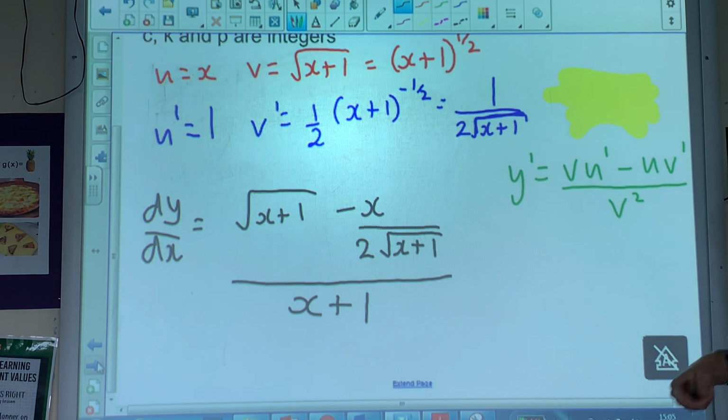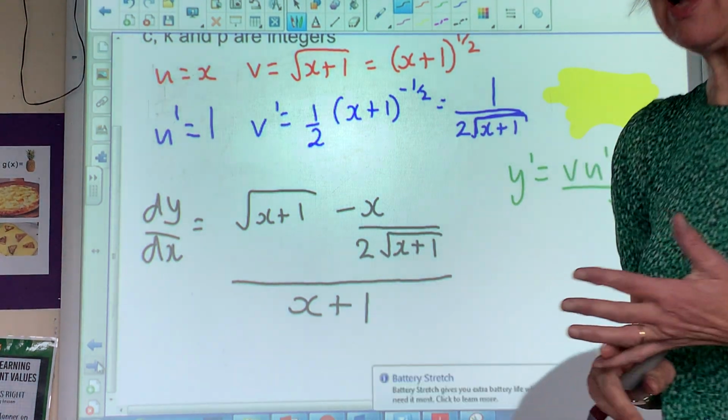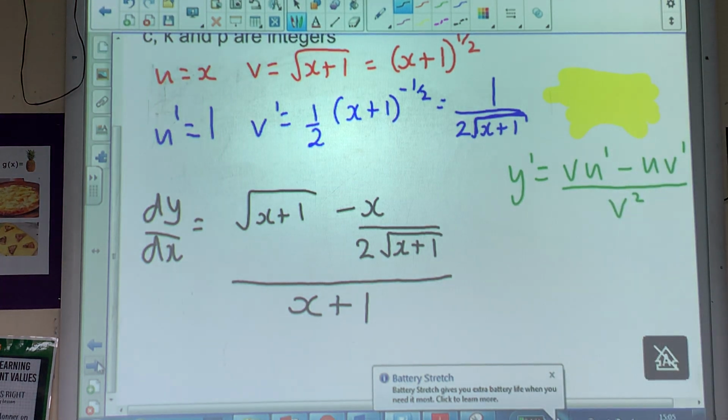I'm going to multiply top and bottom by the square root of x plus 1. I can do what I like, right, as long as I multiply the top and bottom by the same thing. That's just like multiplying by 1.